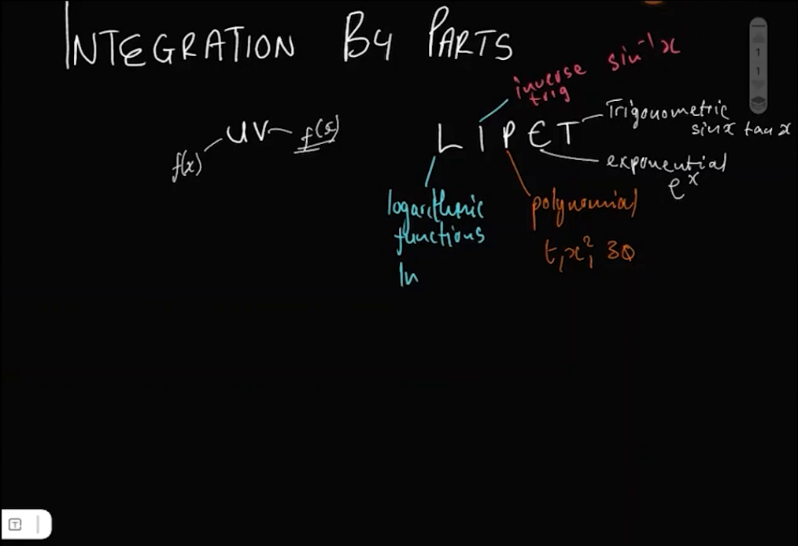If I have them multiplying, for example, they ask you to find the integral of x squared cos x with respect to x. Here you have a polynomial function in x squared, and you have a trigonometric function in cos x. How would you do that? How would you integrate a product of two functions? This is when we use the method of integration by parts.